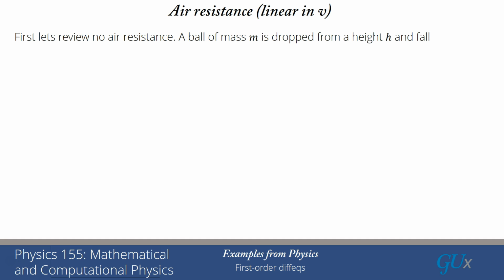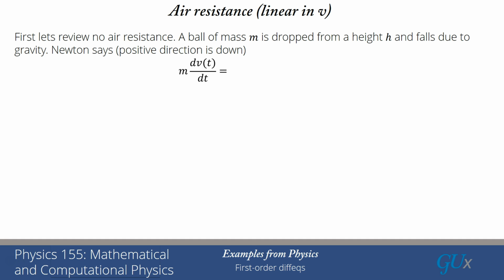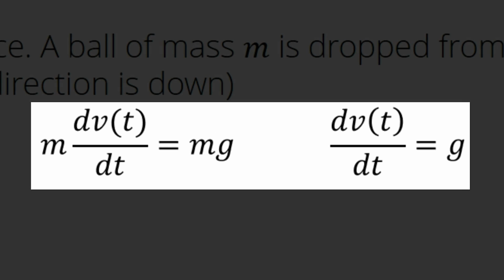So we're going to assume a mass m is dropped from a height h and falls due to gravity. Newton says, and I'm going to take the positive direction as being down, that the mass times dv/dt, that's the acceleration, is equal to mg, which is the force. It's positive mg because the positive direction is downward. The m's are going to cancel from both sides, and I'm going to get dv(t)/dt is equal to g. And that's the differential equation I need to solve.